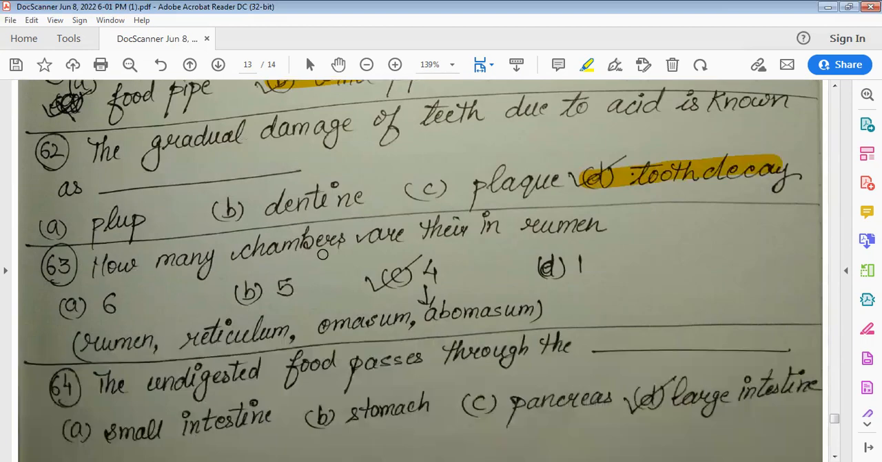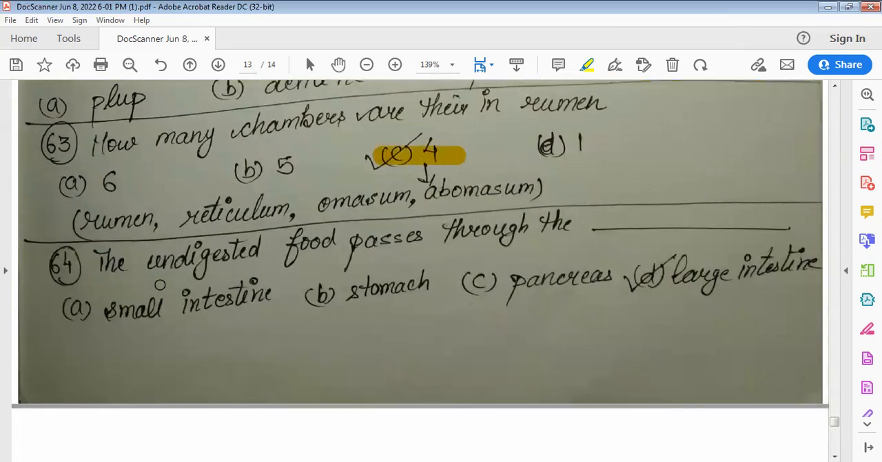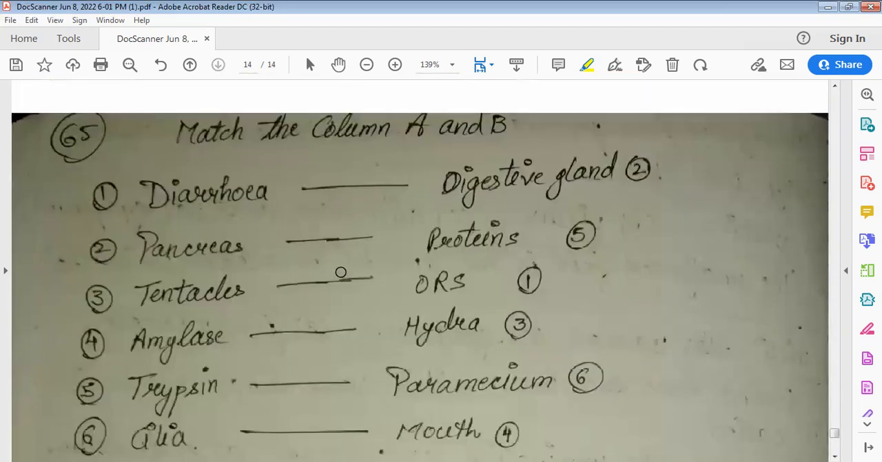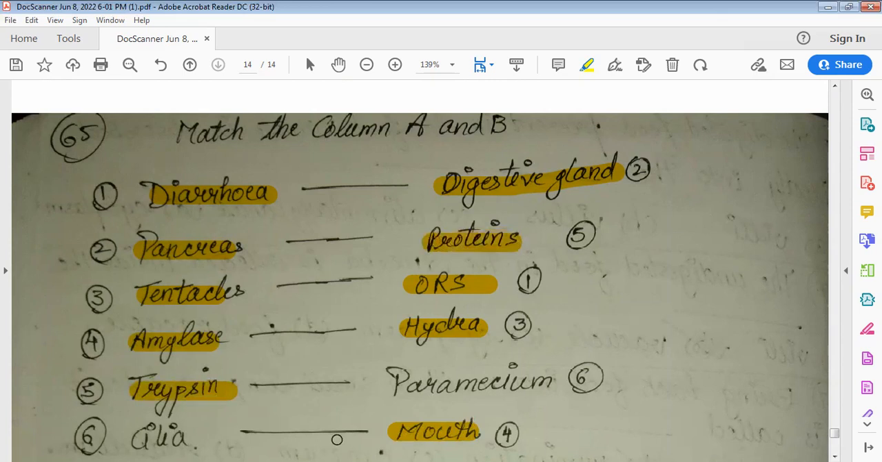How many chambers are there in the stomach of ruminants? 4. The undigested food passes through the large intestine. Match the following: diarrhea, ORS; pancreas, digestive gland; tentacles, hydra; amylase, mouth; trypsin, protein; cilia, paramecium.